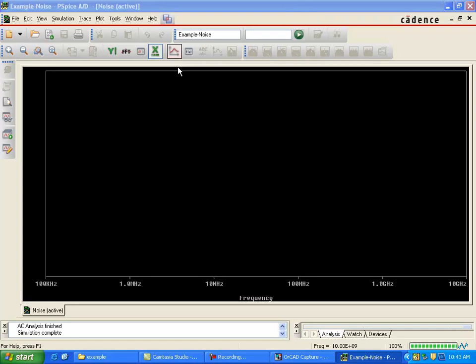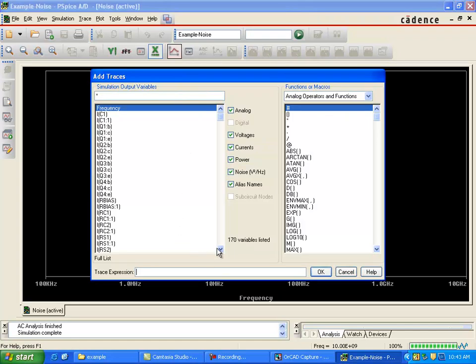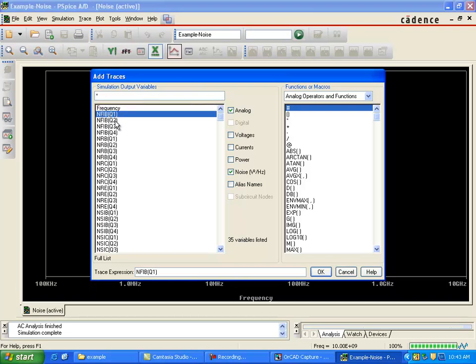So you will have a noise contribution for NFIB Q1, the noise figure of IB of Q1. Q1 is a transistor, and IB is the current at the base. NRB Q1 is the noise at the base of Q1. NCR Q1 is the noise at the collector.